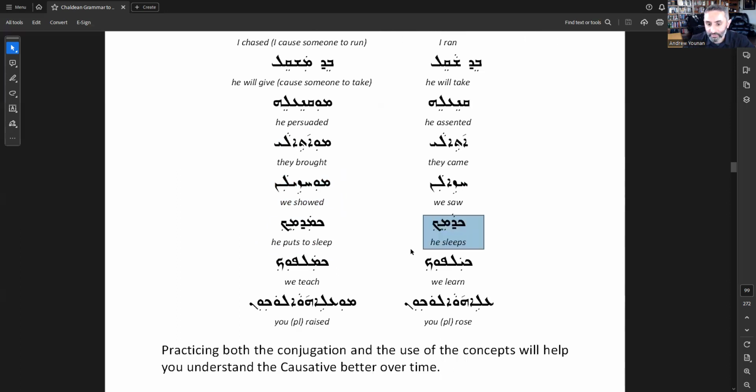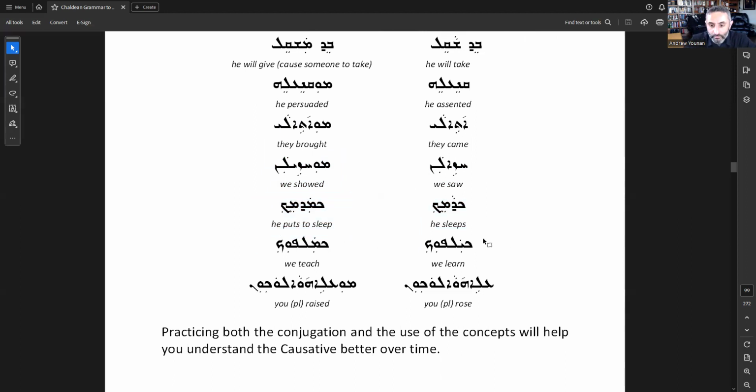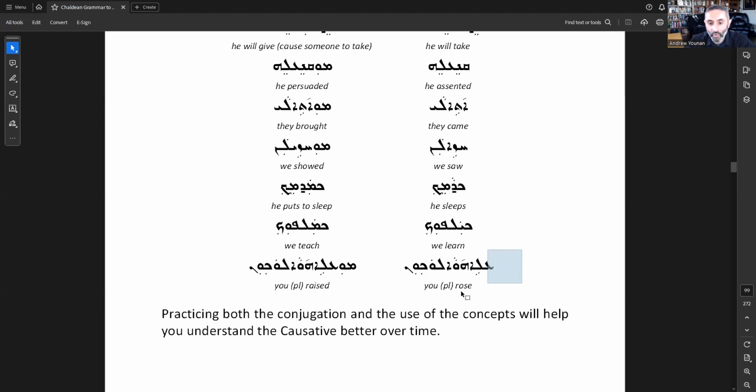Kdamach, he sleeps. Kmedmech, he puts to sleep. Kielpuch, we learn. Kmelpuch, we teach. Teaching is causing somebody to learn. And again, it's the same root. There's just a meme with a vowel augmenting the root. Kielpuch, kmelpuch, we learn, we teach. Alewa lochon, you rose up. Mu'alewa lochon, you raised, you caused something to rise.